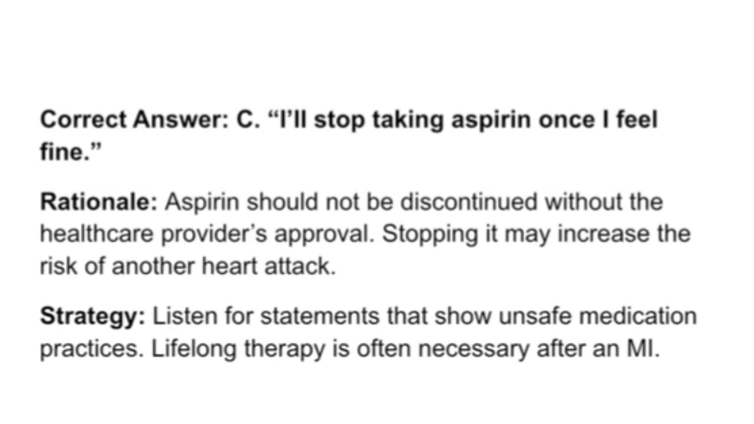Rationale: aspirin should not be discontinued without the healthcare provider's approval. Stopping it may increase the risk of another heart attack. Strategy: listen for statements that show unsafe medication practices. Lifelong therapy is often necessary after an MI.